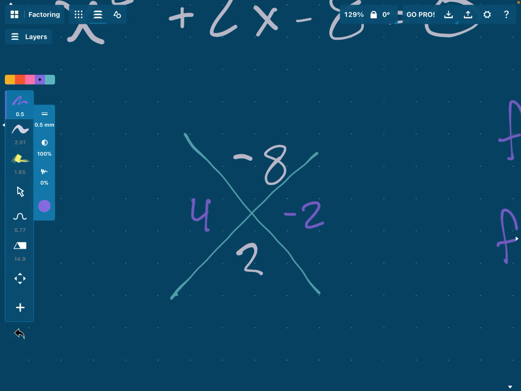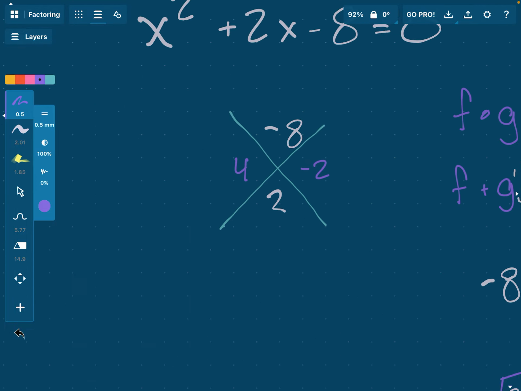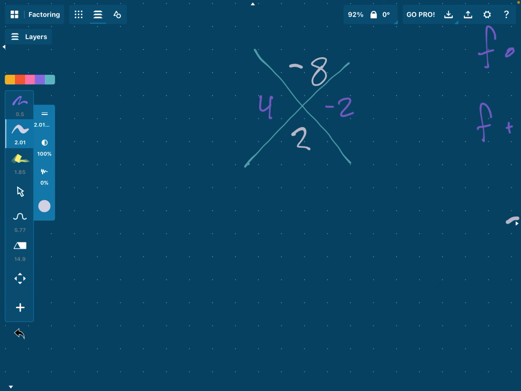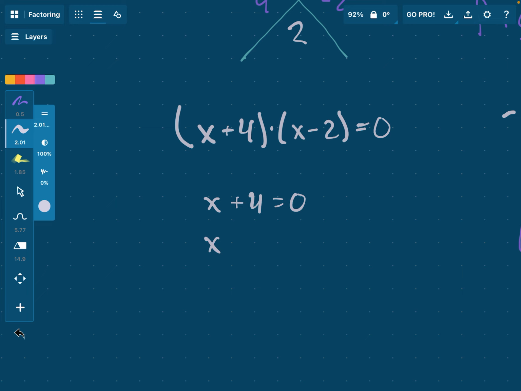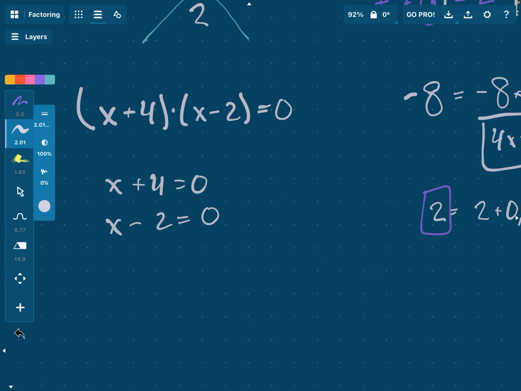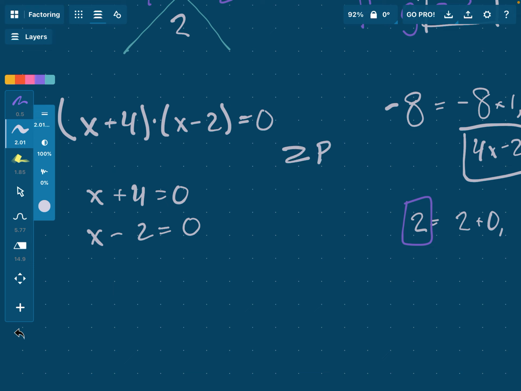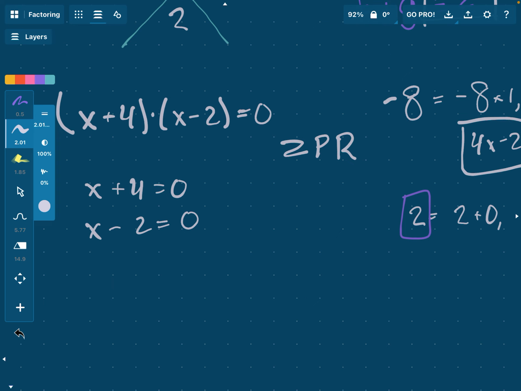So now let's go ahead and do the same steps that we did before. We're going to take this parenthesis, we're going to do x plus 4, take another parenthesis multiplying, and x minus 2. So now we have our two binomials. x plus 4 is equal to 0, and x minus 2 is also equal to 0. Now we're just going to solve these. Again, this is the zero product rule, or the ZPR.